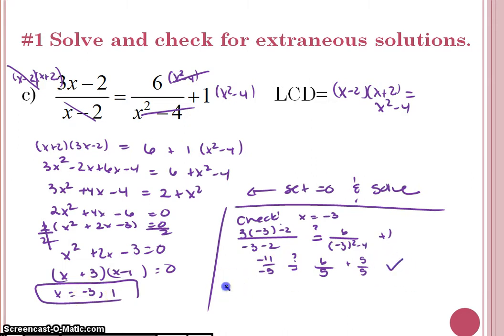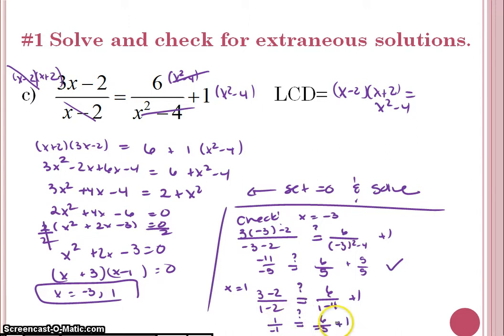So negative 3 checks out, so let's check x equals 1. So 3 minus 2 over 1 minus 2. This is equal to 6 over 1 minus 4 plus 1. 3 minus 2 is 1. 1 minus negative 2 is negative 1. So I have negative 1 on the left-hand side. 6 over negative 3 plus 1. 6 over negative 3 is minus 2 plus 1 is negative 1. So negative 1 equals negative 1. So they both check out. So this is an example having two solutions.